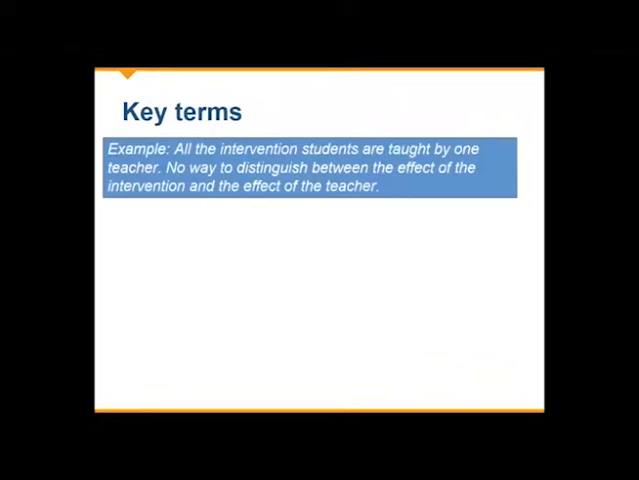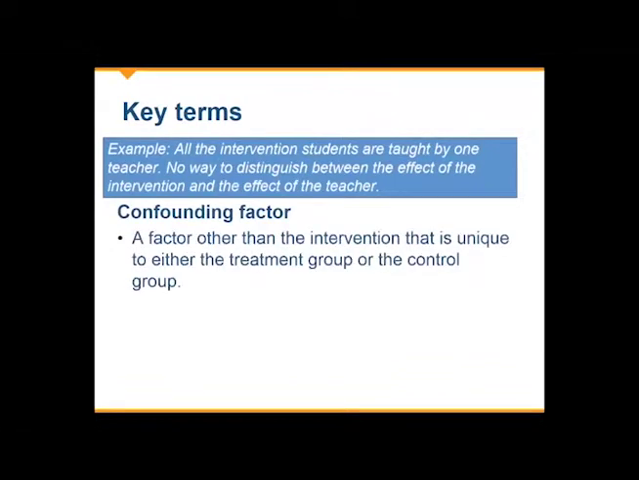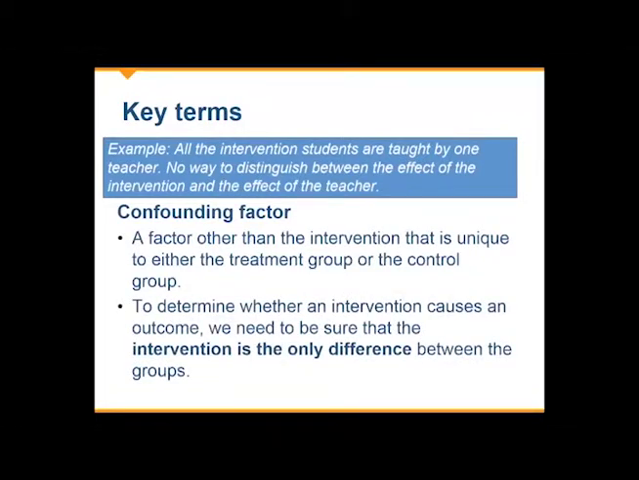Here's another example. All the intervention students are taught by one teacher. There's no way to distinguish between the effect of the intervention and the effect of the teacher. That's called a confounding factor. It's a factor other than the intervention that's unique to either the treatment group or the control group. So they're too much alike, and we can't tell exactly what happened, if it was the teacher or the intervention. So to determine whether an intervention causes an outcome, we need to be sure the intervention is the only difference.